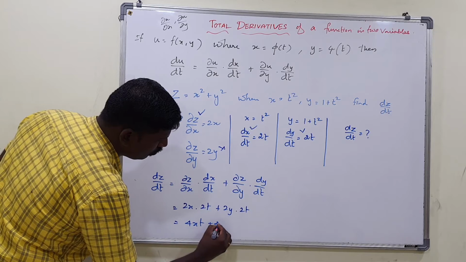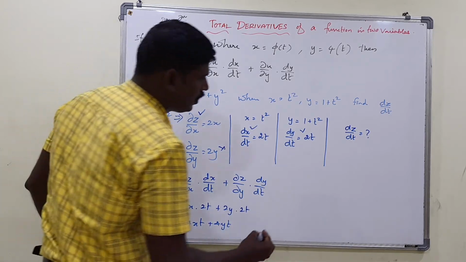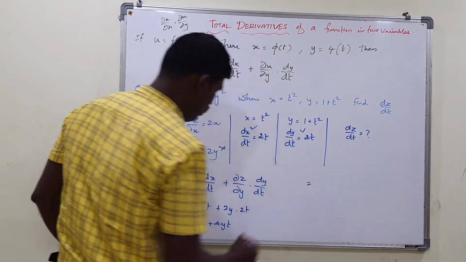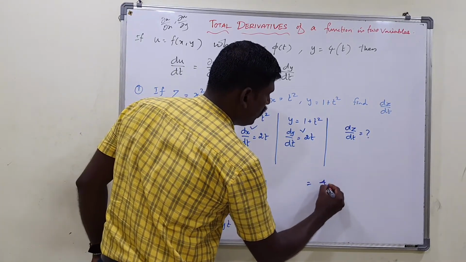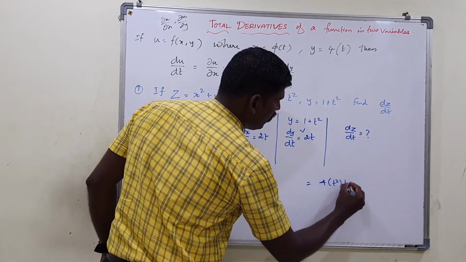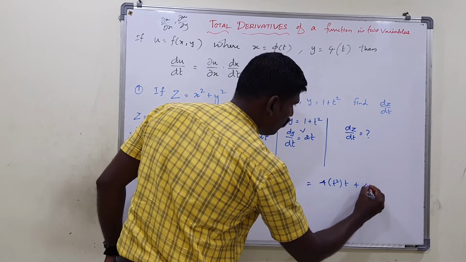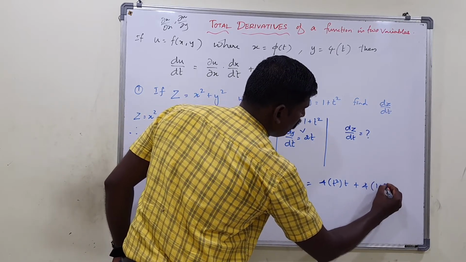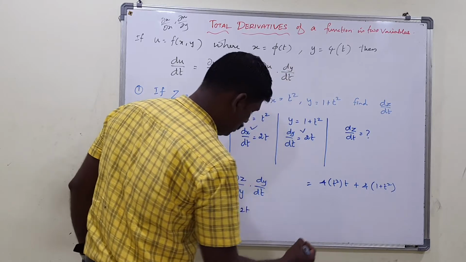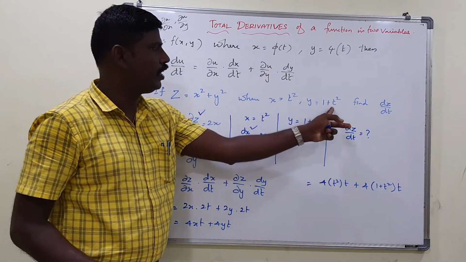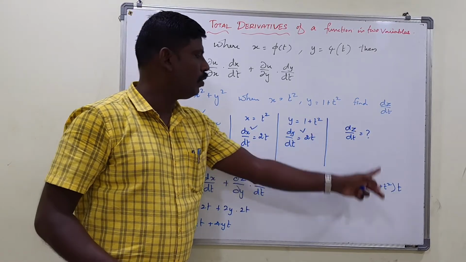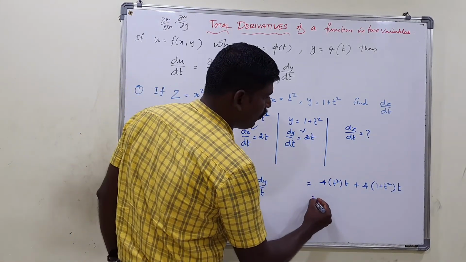4xt plus 4yt, isn't it? That is equal to, what is x? We can replace it by t square. So 4 into t square into t plus 4 into 1 plus t square into t. I just replaced x and y by the given variables, x equal to t square and y is 1 plus t square. Now I am going to simplify it.